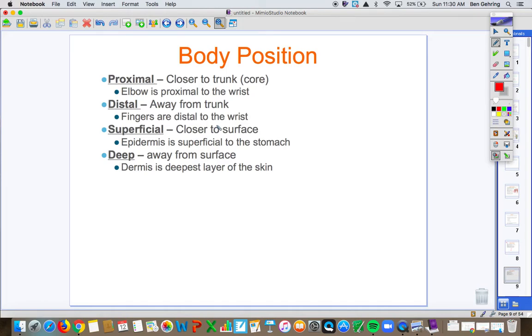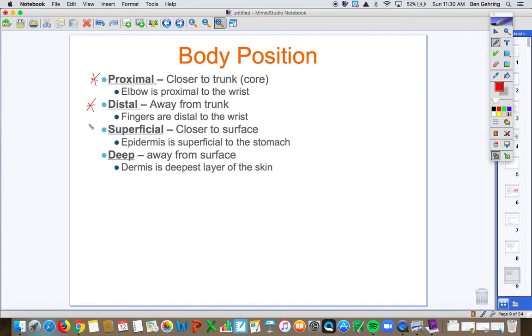More terms as far as locations go. The term proximal means closer to the trunk, closer to the core. Your elbow is proximal to your wrist because it is closer to the attachment point, which is your shoulder. And this is where we always reference anatomical position, because yes, you can bend your elbow and get your wrist closer to your shoulder, but in anatomical position, it's still farther away. So proximal is closer. Distal means farther from the trunk, so your fingers are distal to your wrist.